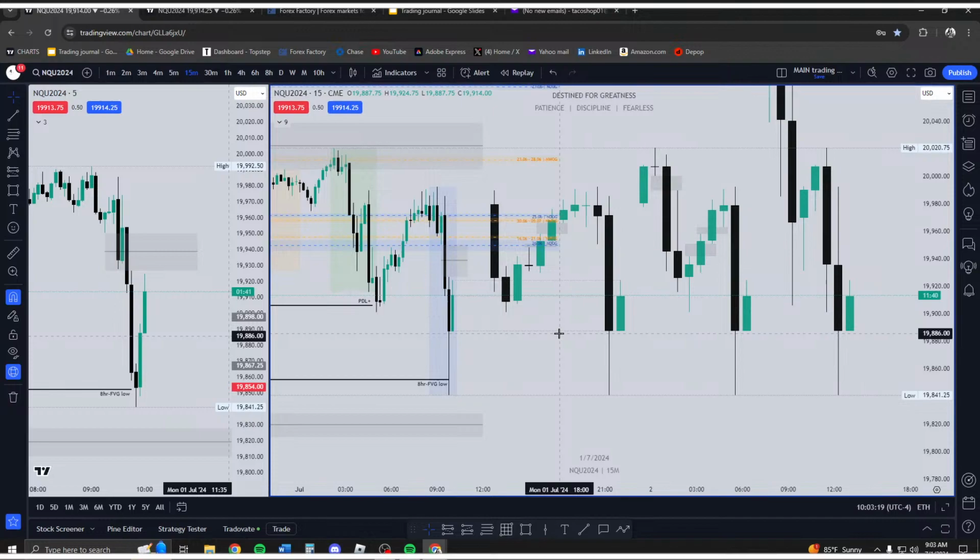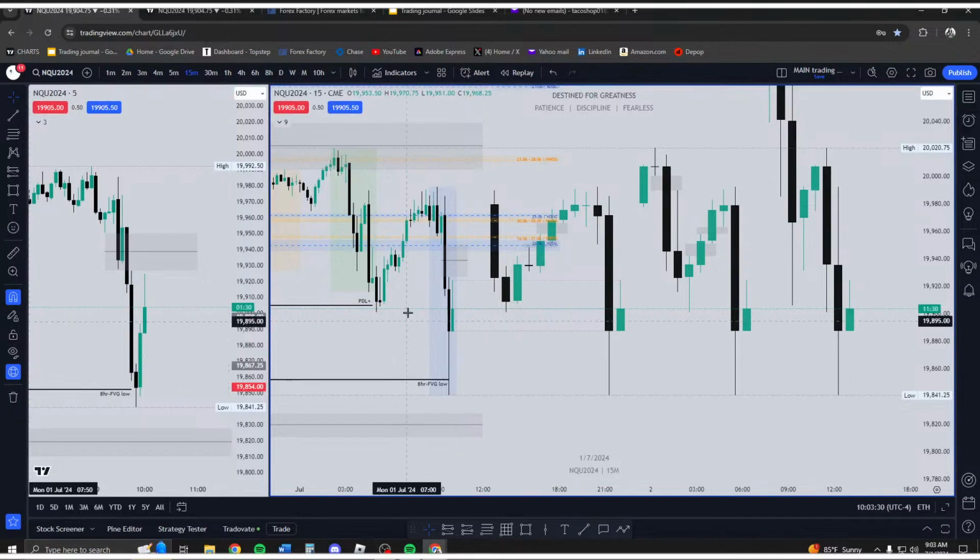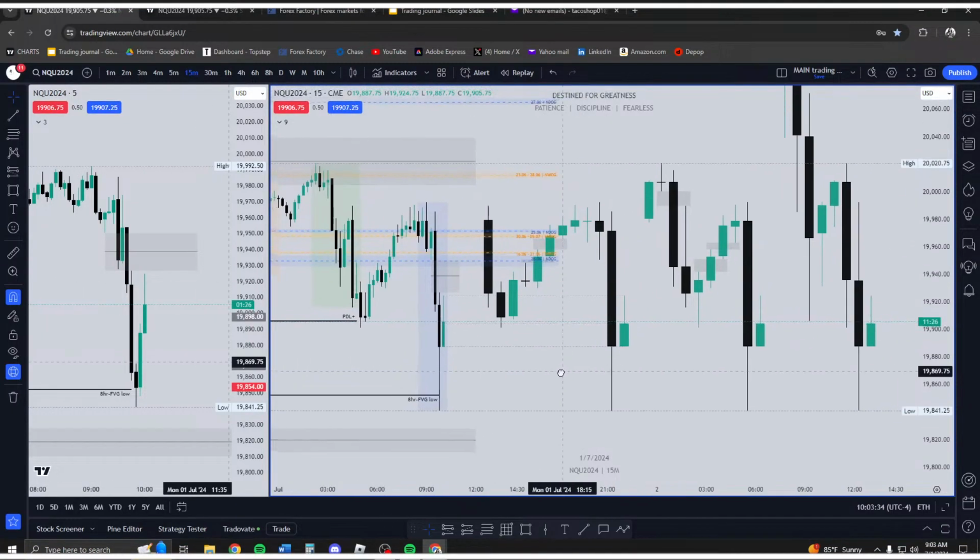So I'll be right back. I'm going to wait till 10:15 and see where we are at there, but as of right now, no trades. I'm not going to push the button here.